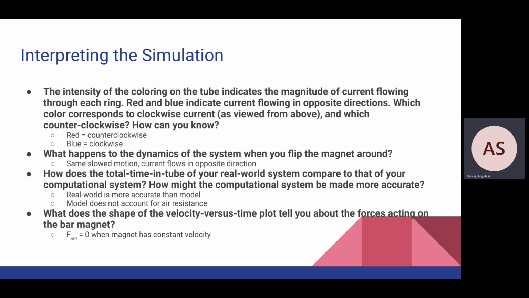And then finally, what does the velocity versus time plot tell you about the forces acting on the bar magnet? At one point in the graph, the velocity is constant, which tells you that the net force is equal to 0. That tells us that the gravitational force had to cancel out the magnetic force and cause a net force of 0.